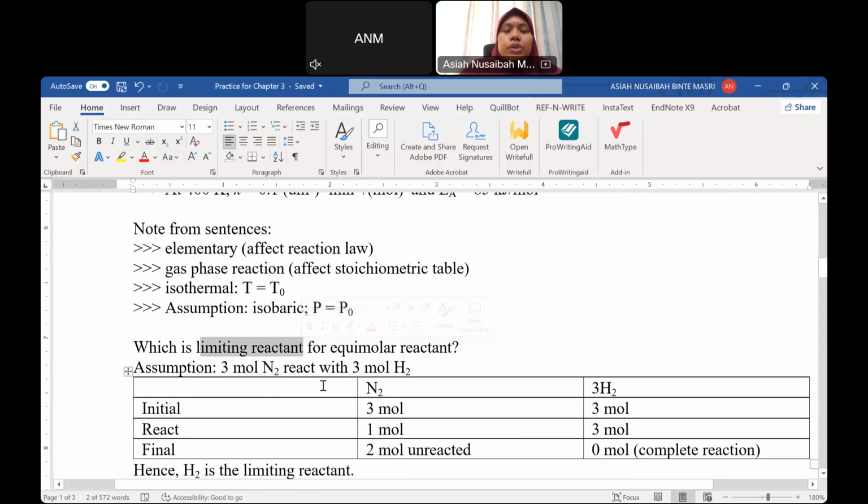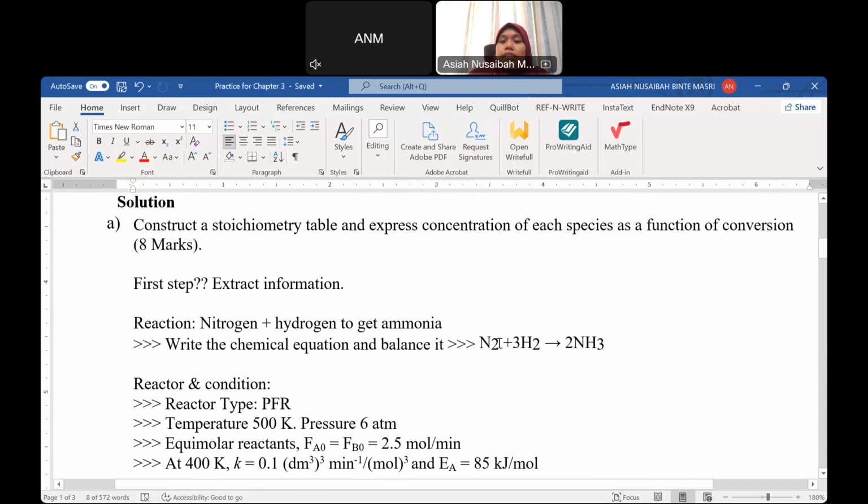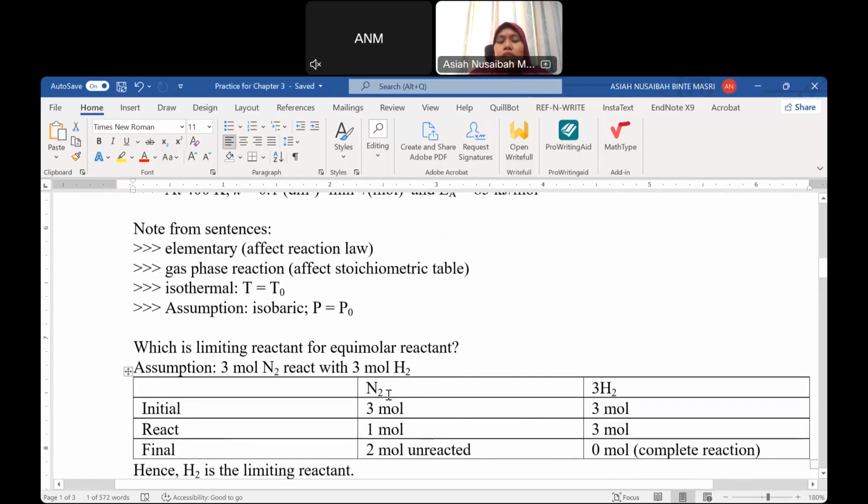Okay, so what do we do? We know that the information mentioned that the inlet is equimolar reactant. So we assume 3 mole of nitrogen reacts with 3 mole of hydrogen. Why did I choose 3? Because the formula here is 1 nitrogen reacts with 3 hydrogen. So to ease the equation, I'm going to choose the stoichiometric coefficient available here, which is 3.